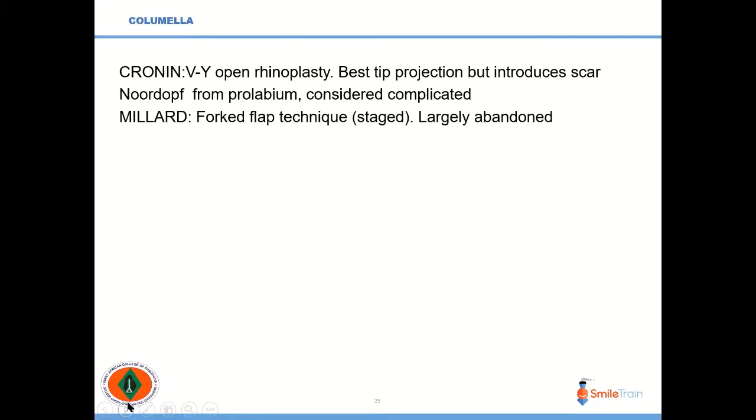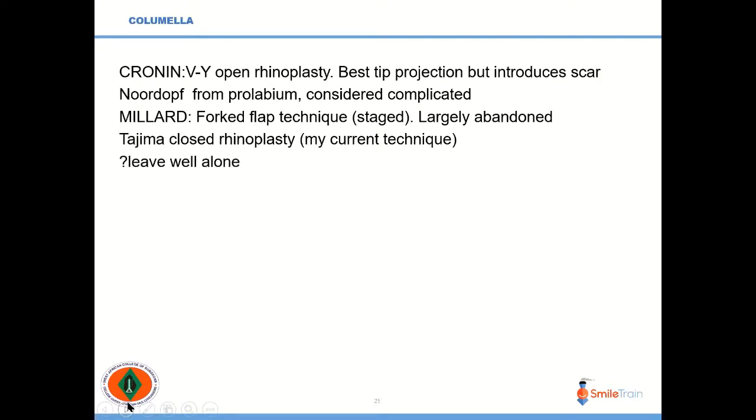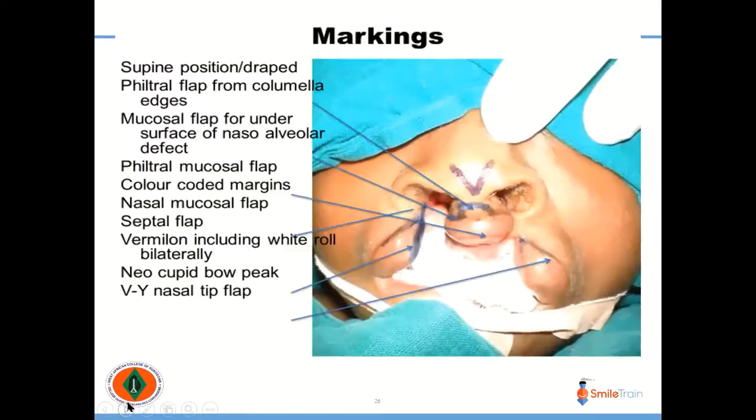Then the fork flap technique is a staged one. It has largely been abandoned. I'm not going to describe that one, but what I most frequently use currently is the Tajima, where you introduce small stab incisions at the subtriangle region, mucosal edge, and through it, you quilt the cartilages. It brings on a deep projection. It does not introduce any scar that people will see. That's what I do most currently. But then sometimes you leave it well alone. We'll also see these different ones and we can take our decision.